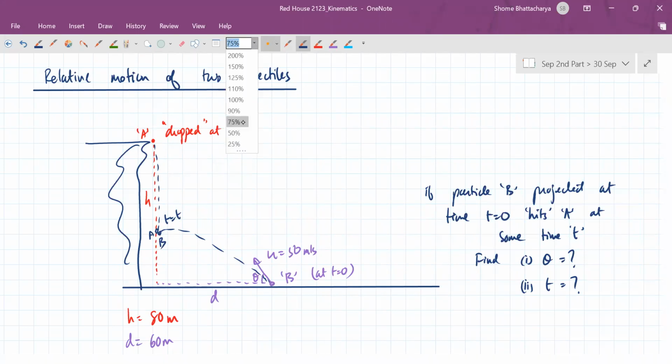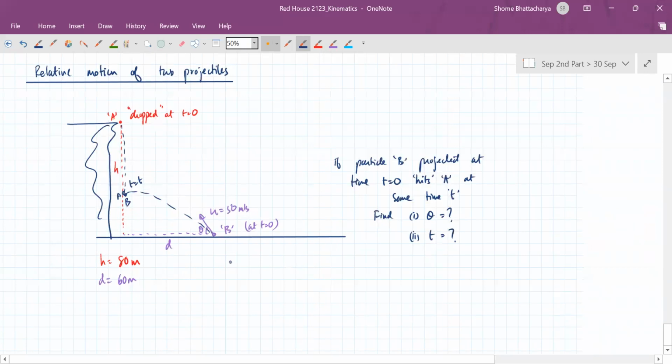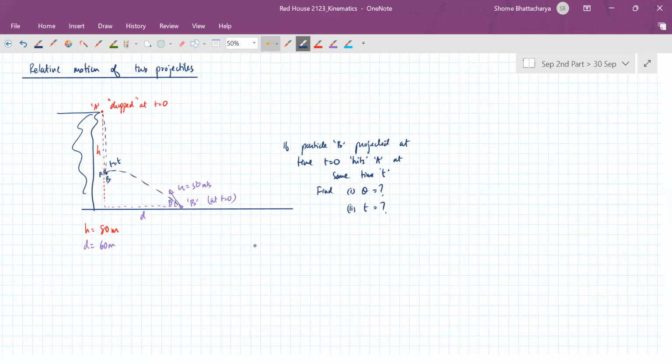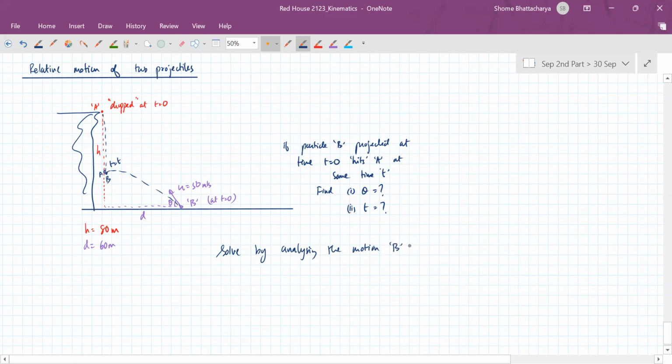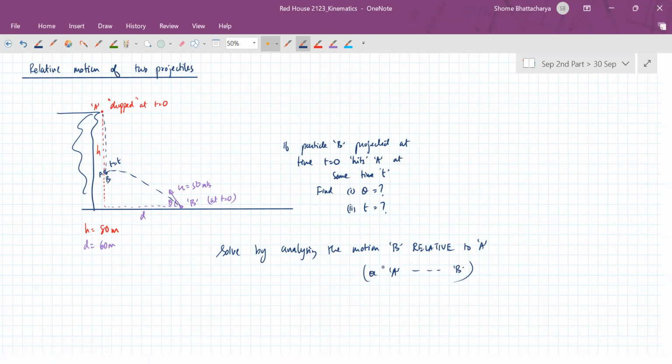So now the thing is, we will solve this by projectile motion, by relative motion method. So we'll try to solve it by analyzing the motion of, let's say, B relative to A. Or we can also take the motion of A relative to B. That will also work, but basically using the concept of relative motion. The value of g is 10 meters per second square, though you will actually not require it. The answer will be independent of whatever the value of g is.